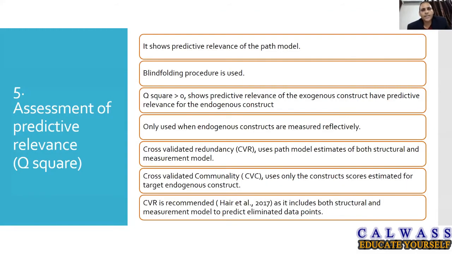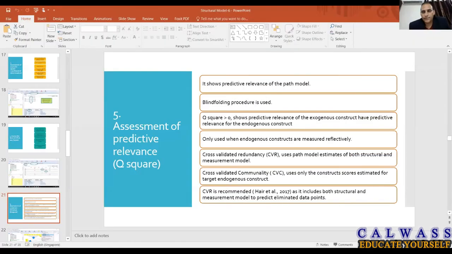The next is predictive relevance, Q square. We run another option: we go to Calculate and we see an option of blindfolding. This is the third procedure. The first one was the PLS algorithm, the second one was bootstrapping, and the third is blindfolding. When you click on blindfolding, we get the result of Q square. If the value of Q square is greater than 0, it means that your model has predictive relevance. So these are the steps we do in the structural model.